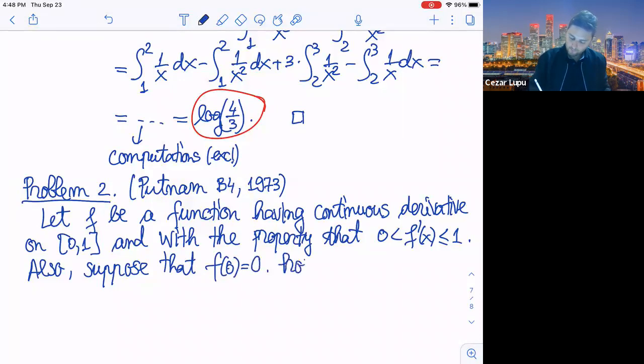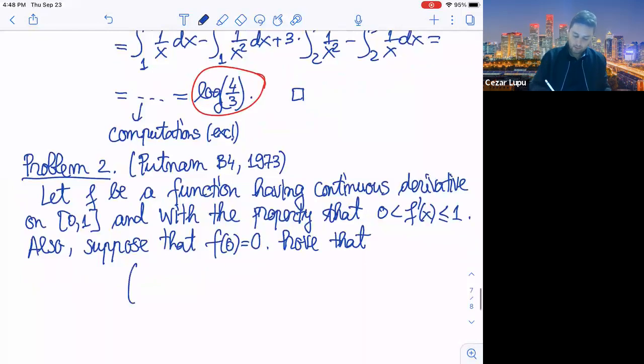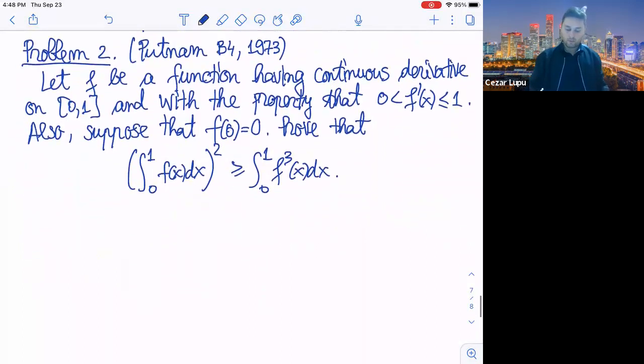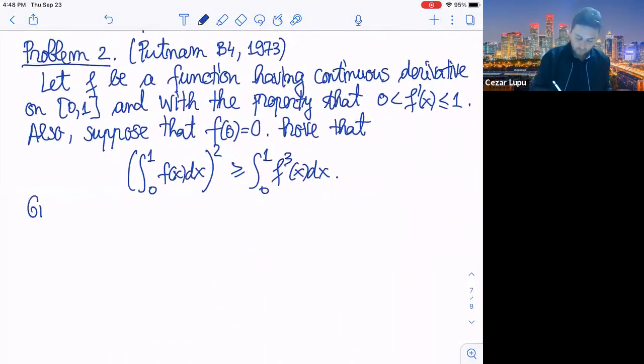So prove that we have the following inequality: that the integral from 0 to 1 of f of x dx, squared, is greater or equal than the integral from 0 to 1 of f cubed of x dx. And also, we would like to give an example in which equality occurs.